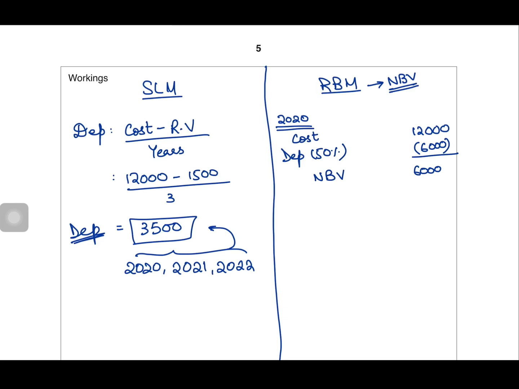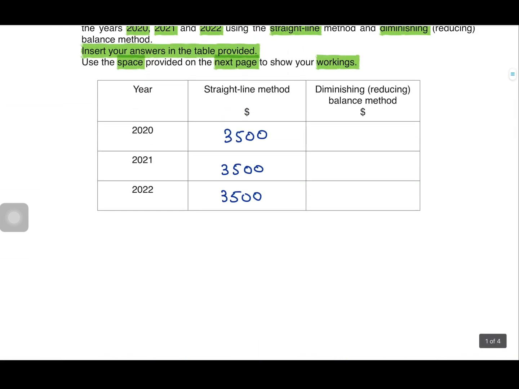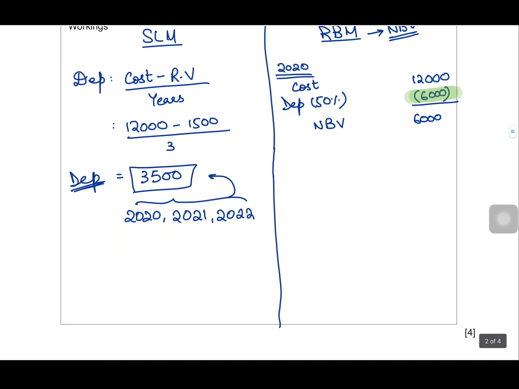Right? So this is the depreciation charge in the first year, and that is $6,000. Let's write that down, 6,000. Now for year 2021, will this depreciation remain the same, 6,000 again? No. In 2021, we know that depreciation will now be applied on the net book value.